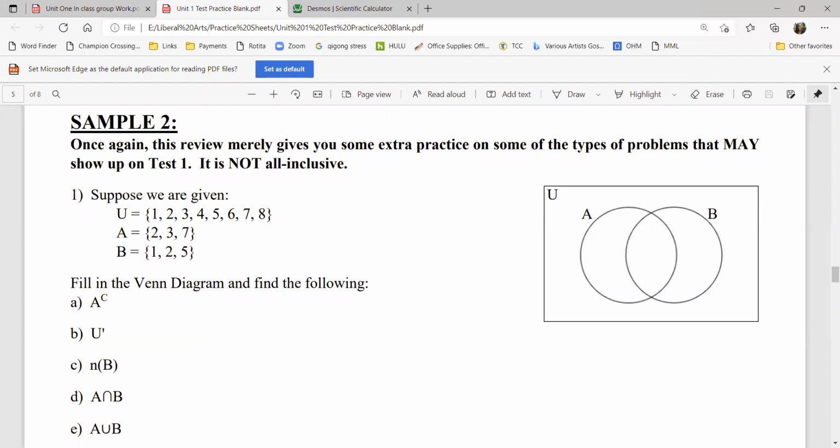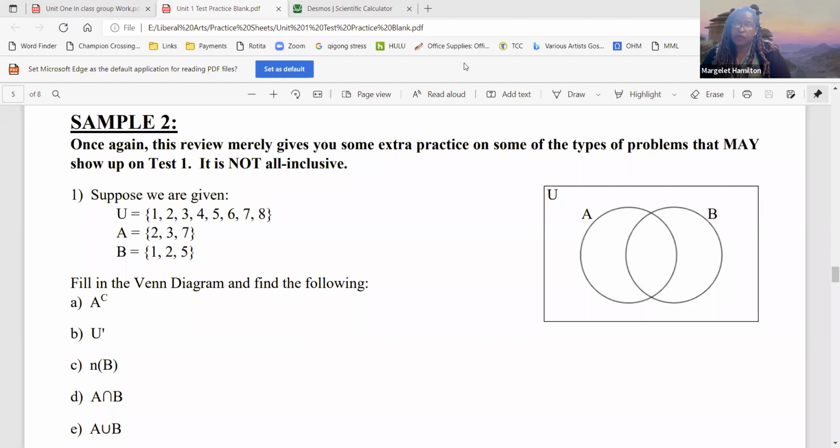Wouldn't A be 3 and 7, and then B be 12 and 5? When you set it up, for A it will basically be 3 and 7 in that shaded area over A. And right here, I agree with that.